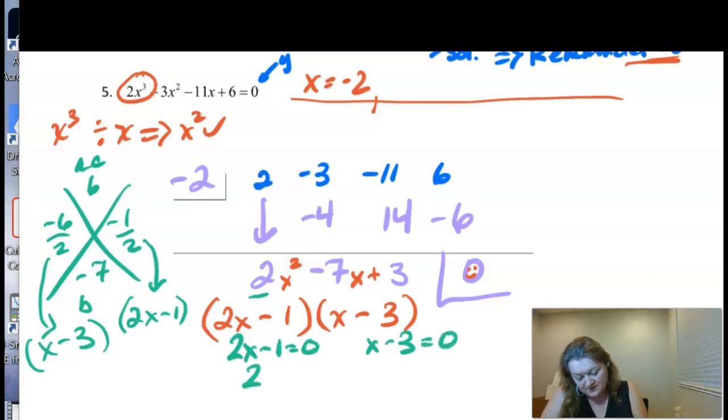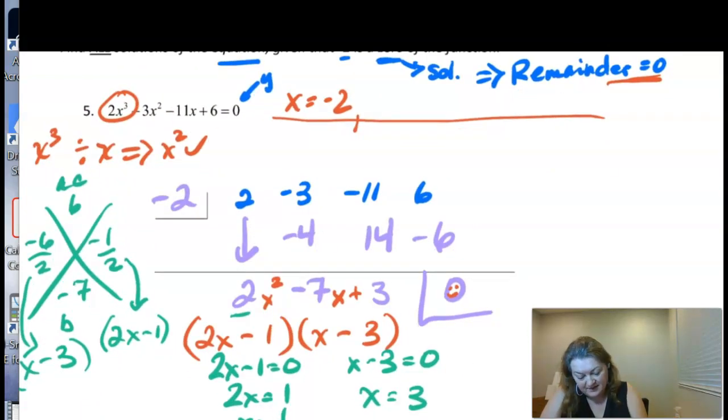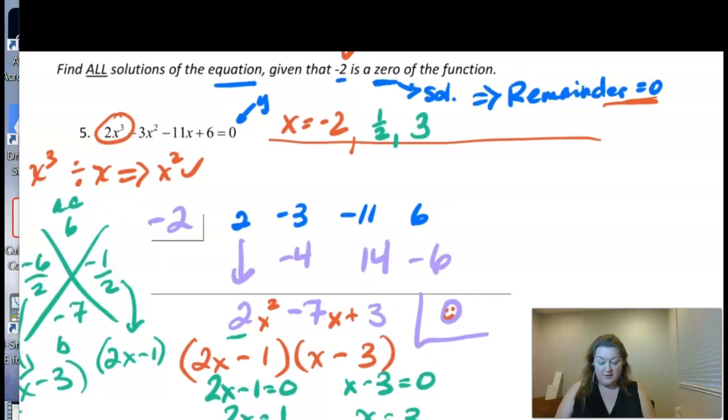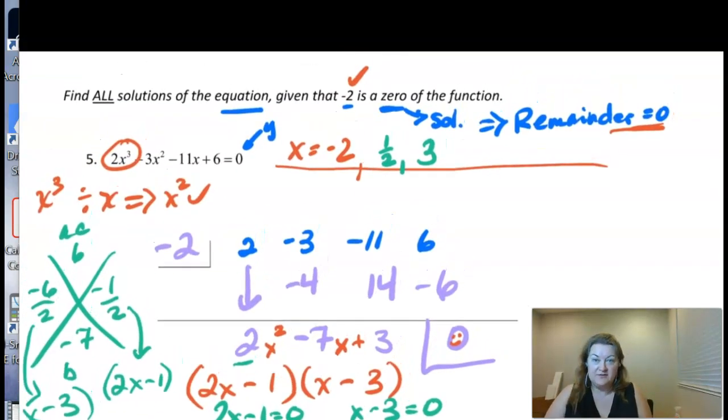And let's go solve them. So this is going to be x equals 1/2, and this is going to be x equals 3. So my answers are negative 2, a 1/2, and a 3. Right? So a polynomial that's a third degree, we should get 3 answers. And so I'm actually getting 3 answers. So an x to the third, 3 answers. I'm really happy. They're all going to be points on my graph.